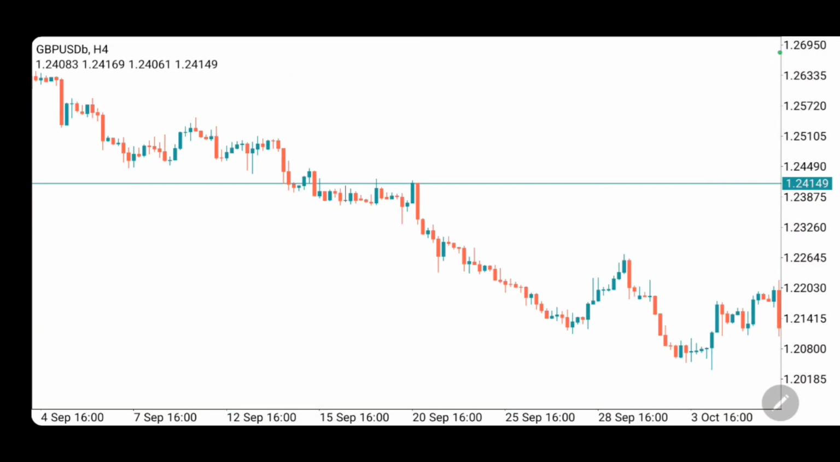Today we want to talk about fair value gap. We want to talk about fair value gap entries, how you can master fair value gap entries. Okay, so what is a value gap? A value gap can also be known as FVG, or can also be known as an imbalance.